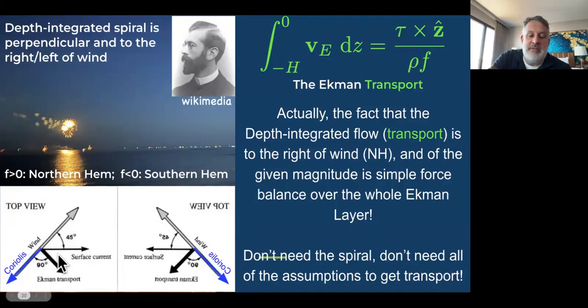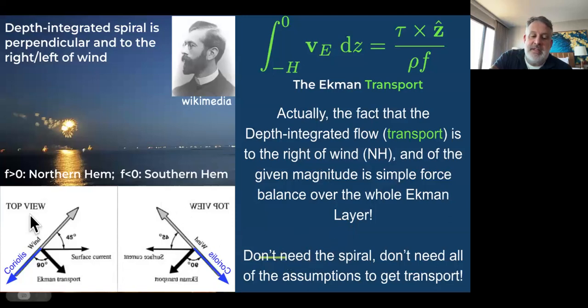And there's a northern hemisphere version, which is this one, which is when F is a positive number. And there's a southern hemisphere version, which is when F is a negative number. And so the negative number just flips the relationship between the wind stress and the vertical direction, which means that instead of 90 degrees to the right of the wind, you're going 90 degrees to the left of the wind in the southern hemisphere.